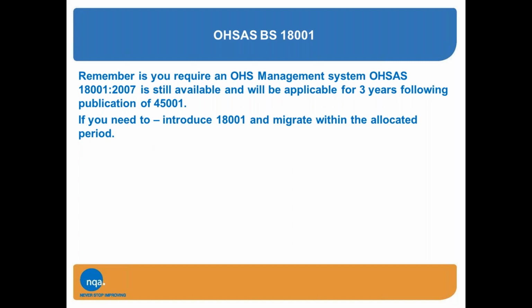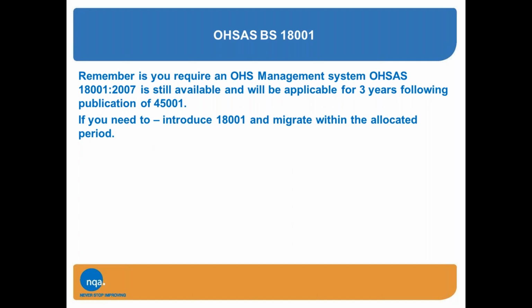Some organisations may be so far down the road of implementing 18,001 that strategically they need to use that time to implement it and then build on it and then transition to migrate to 45,001 at a later period. It depends on the needs of the organisation. So it's still valid for another 3 years, well, 2.5 years from now, until March 2021.